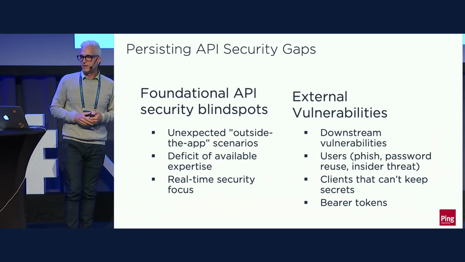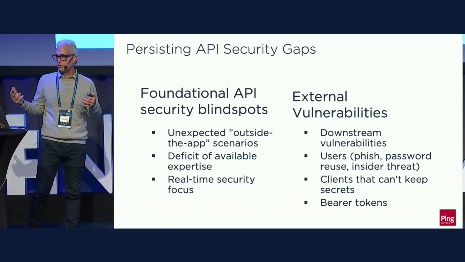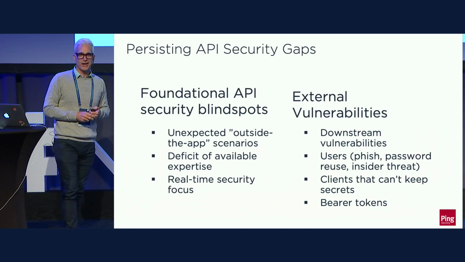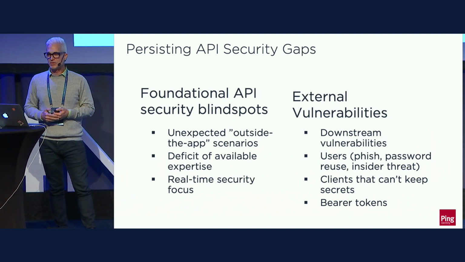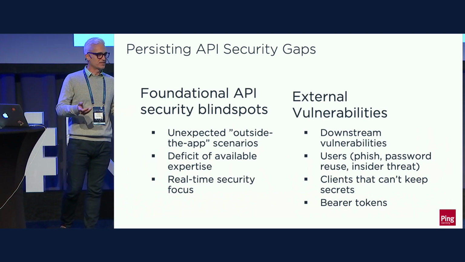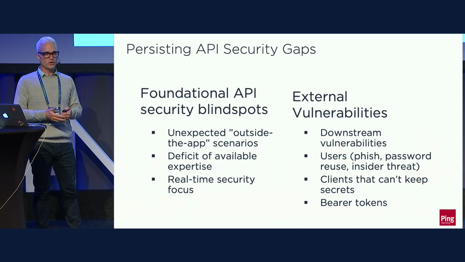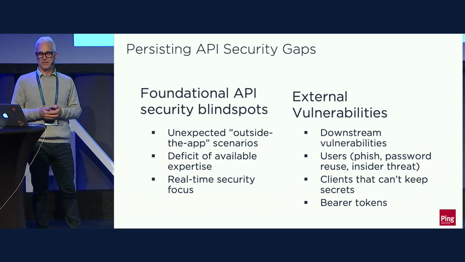So that's one category of persisting API security gaps. The other one is the external vulnerabilities. I would argue it's not fair to blame the API on these things, but there are still API security problems. So downstream vulnerabilities, bugs downstream in an API endpoint. Users that are gullible, they can be tricked into phishing. Password reuse, that's the user's fault. Insider threat is on the rise, right?